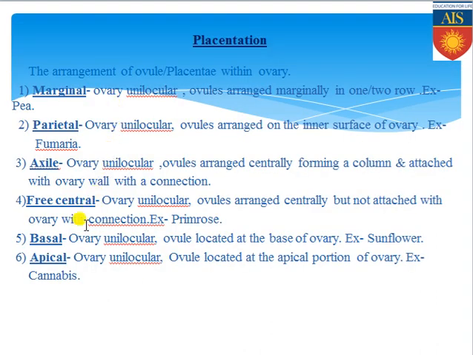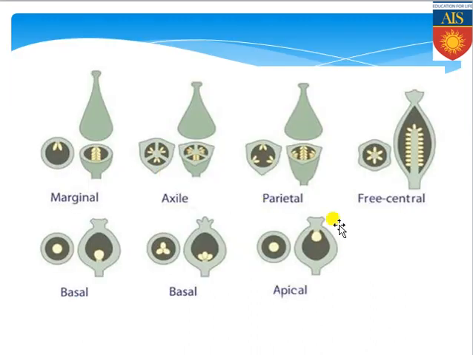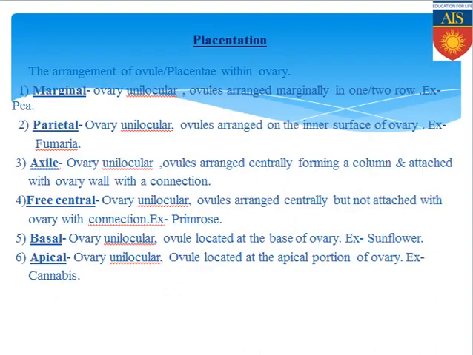If you come to the free central, obviously you can understand the ovary is unilocular and ovules are arranged centrally, but no attachment is there between the central column and the ovary wall. So this is free central. You can see here, this is a centrally located column and that is not connected with the inner wall of the ovary, because ovules are actually arranged in such a manner and there is no ovary wall.